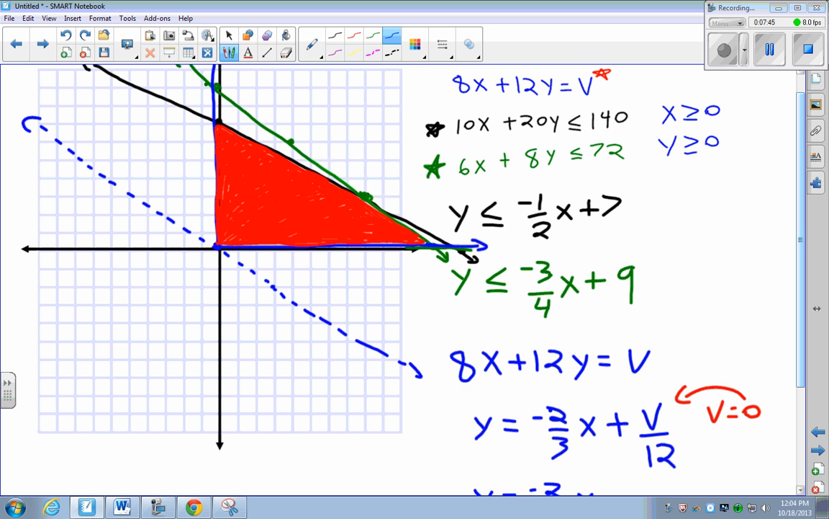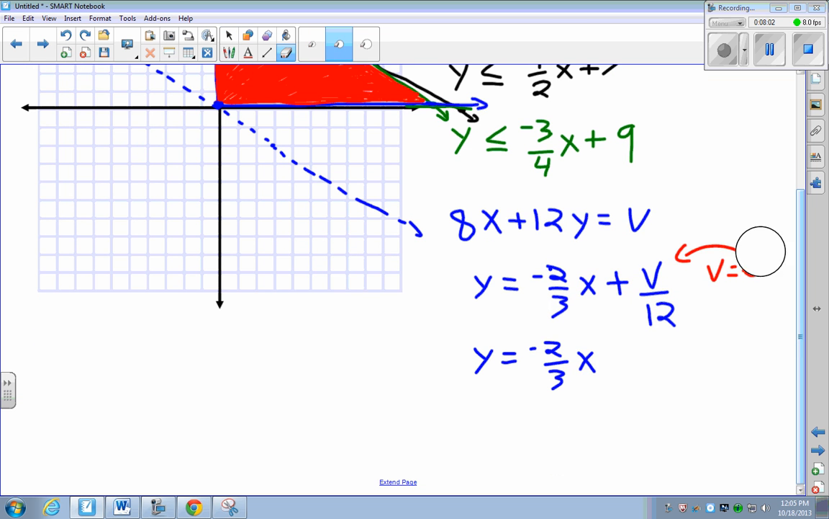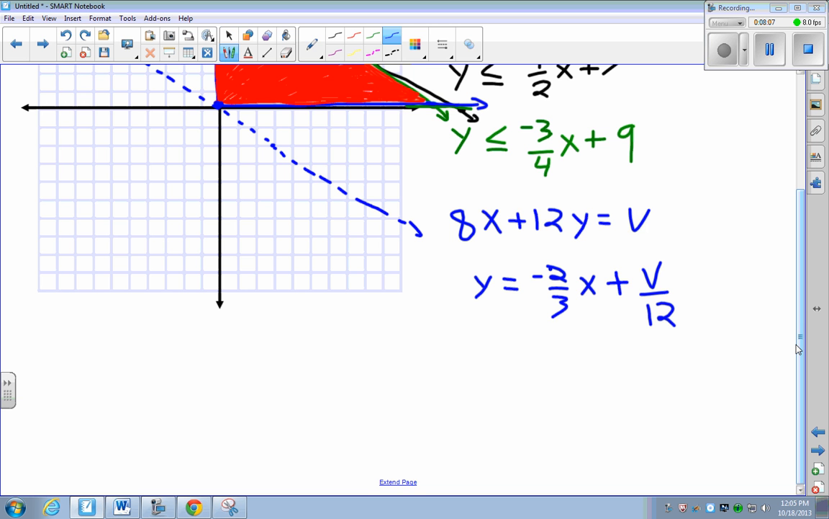Now this is a solution, right, because it ends up going to this corner right here. However, volume equal to 0 is definitely not what we want. We want to maximize it. And so we have all this other red shaded area that we want to try to figure out. So anyways, let's try a different volume. Let's say volume is equal to 36. Okay, so we can rewrite this equation now. We plug in 36 for v and get y is equal to negative 2 over 3x plus 3.